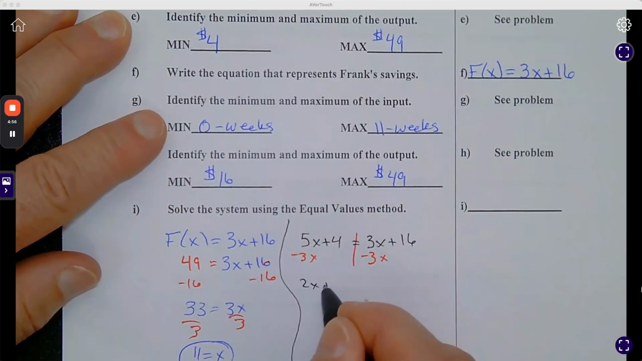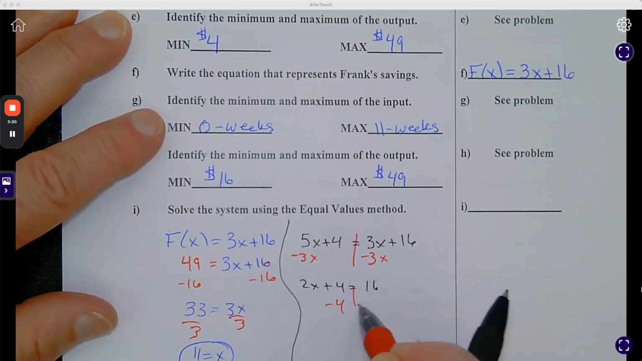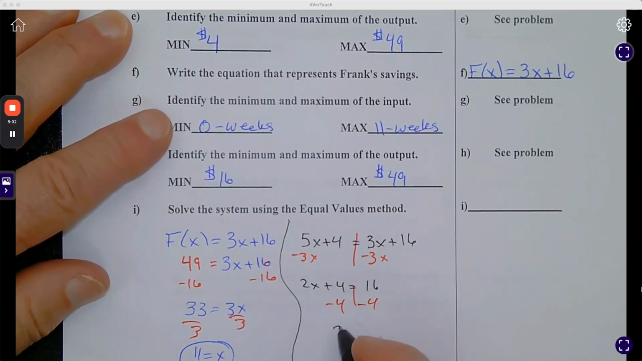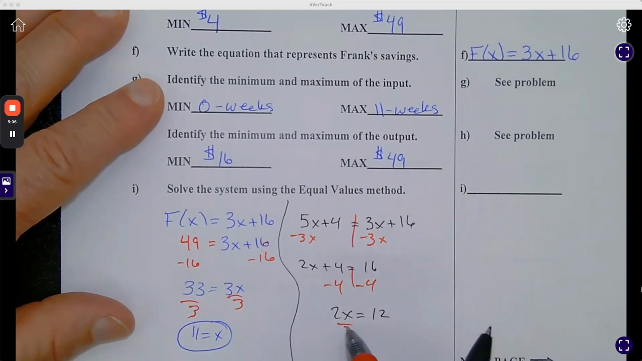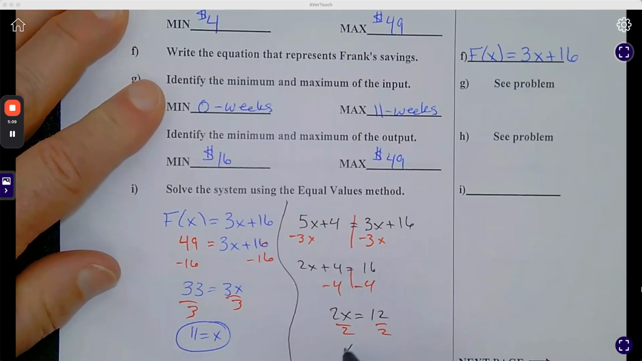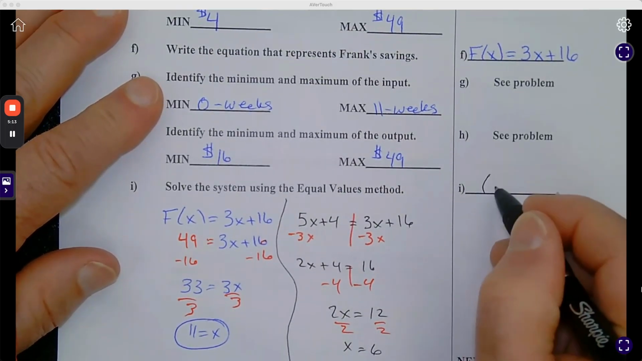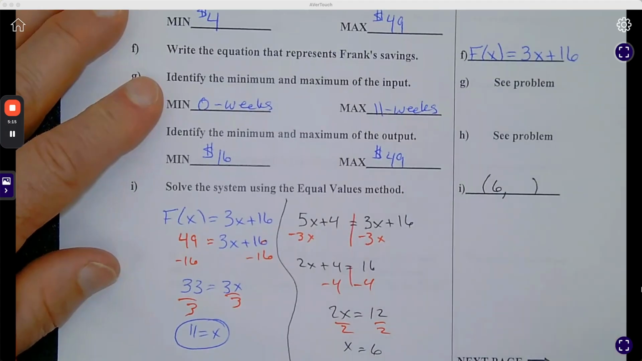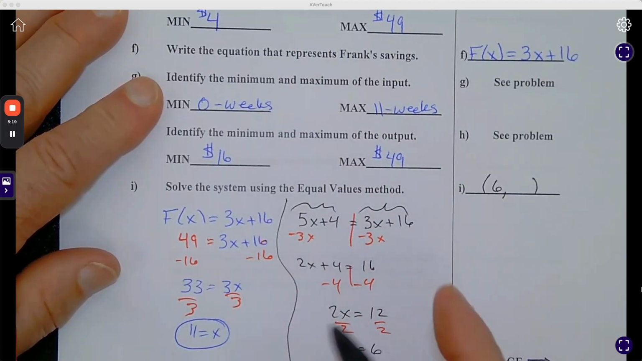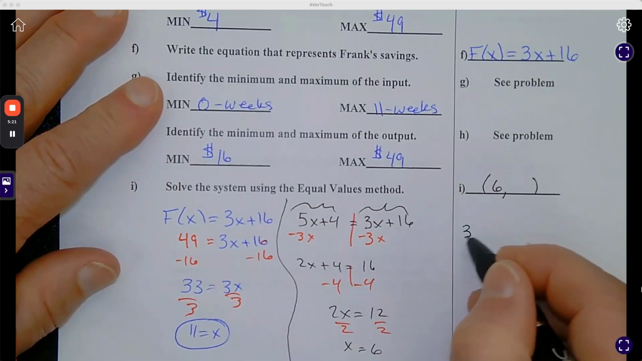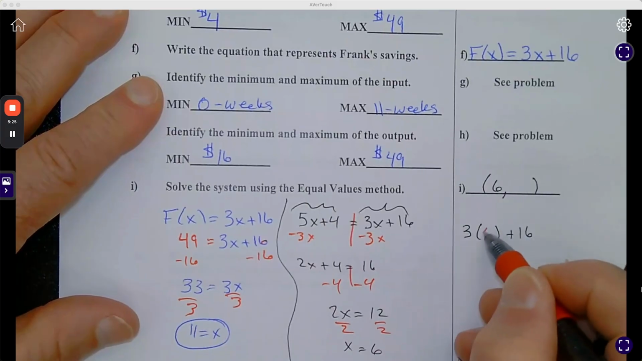That gives me 2x plus 4 equals 16. Now I'm going to subtract 4, and 2x equals 12. Divide by 2, and x equals 6. Okay, so that's the input value, 6. To find the output, I can go here or here. I'll go to this one, and I'm going to input that 6.